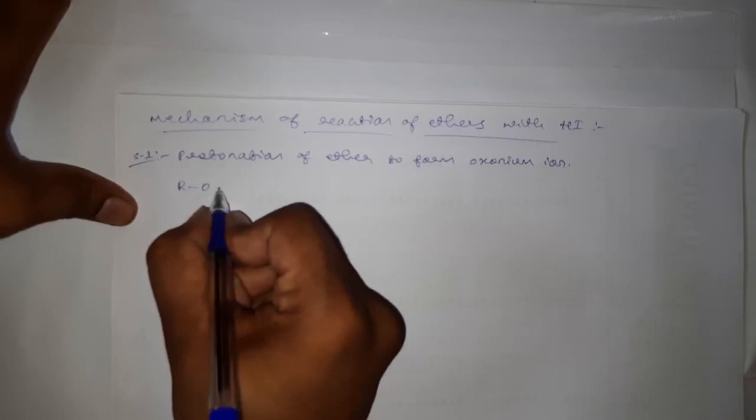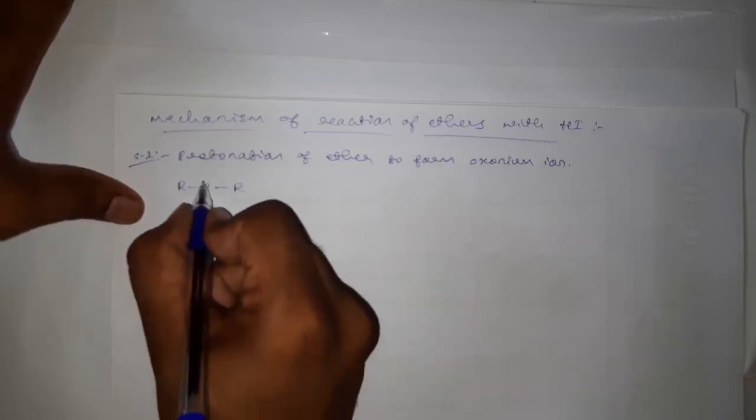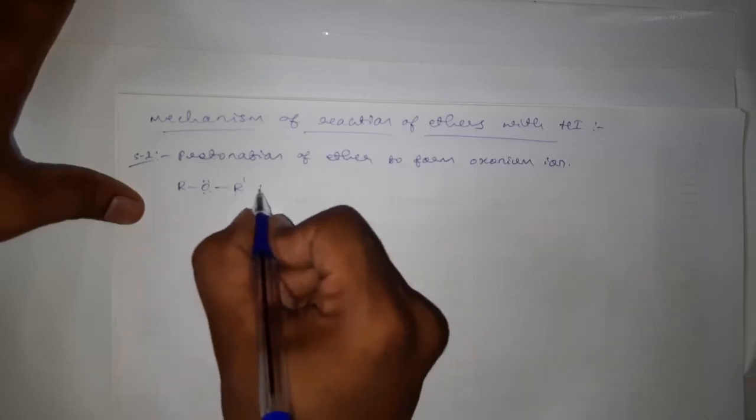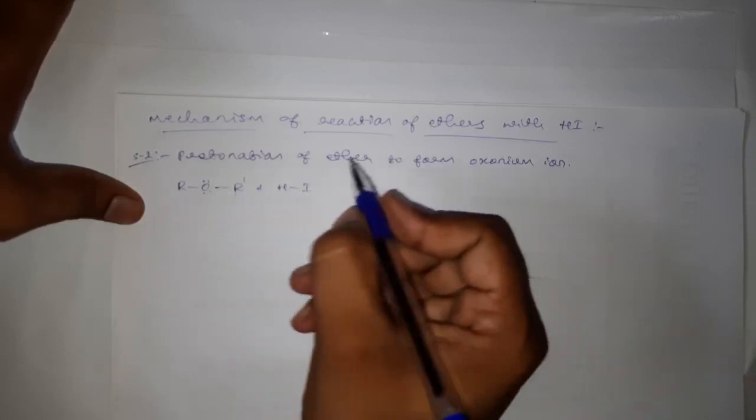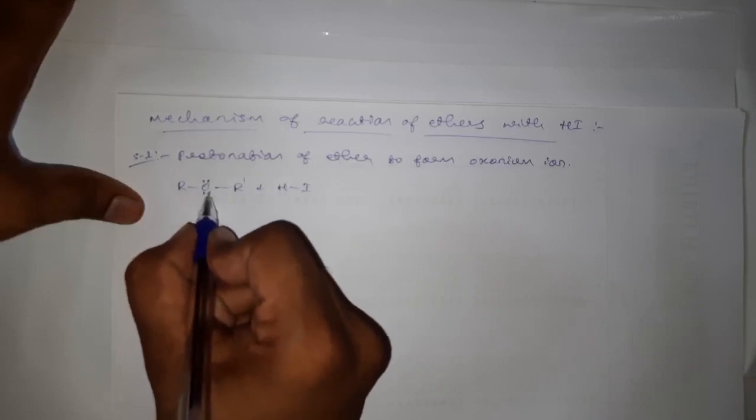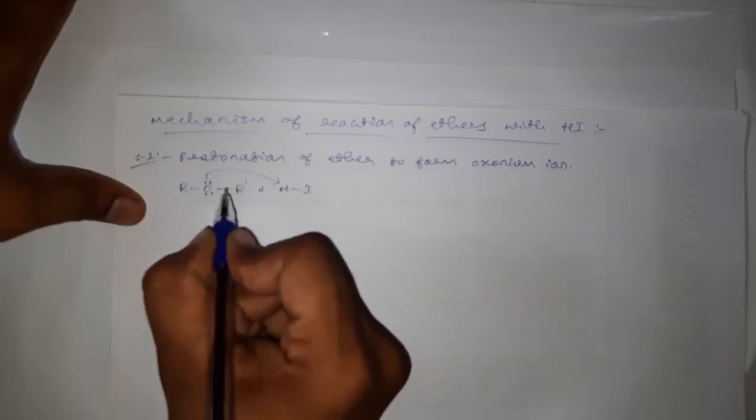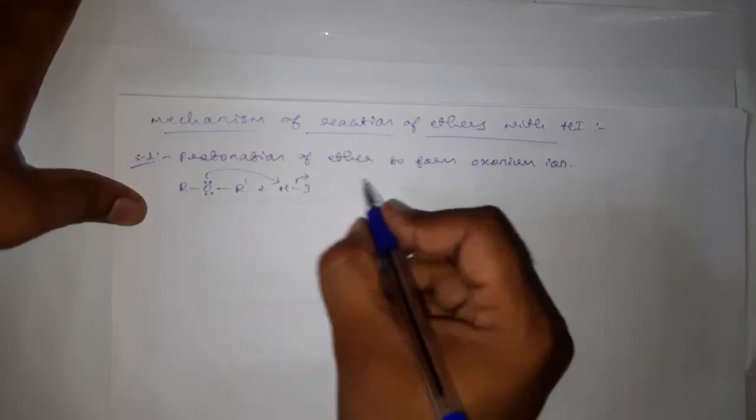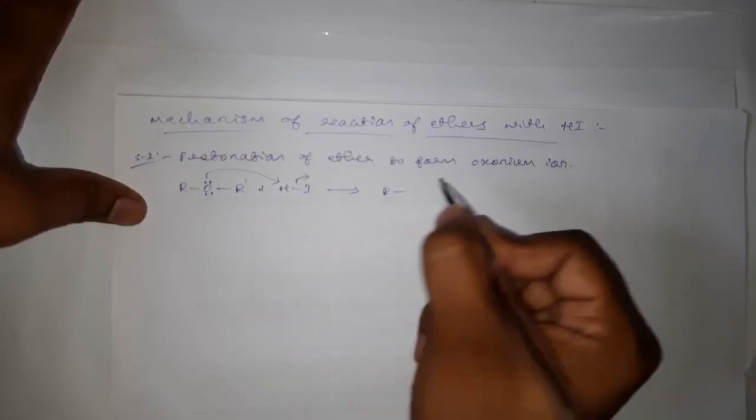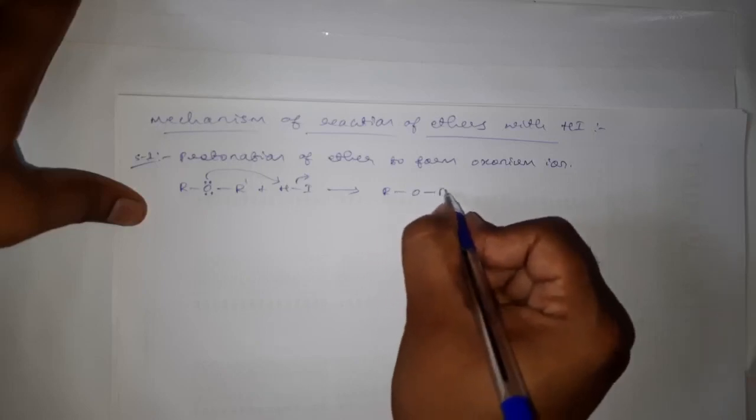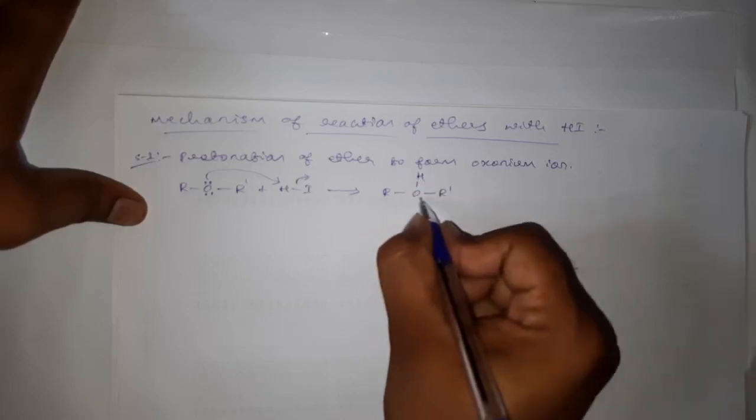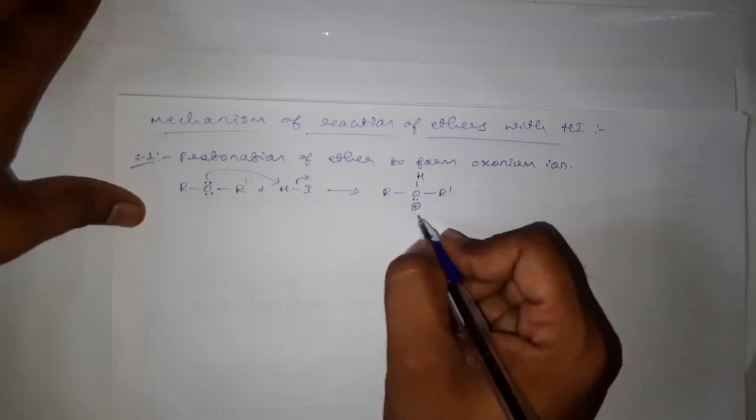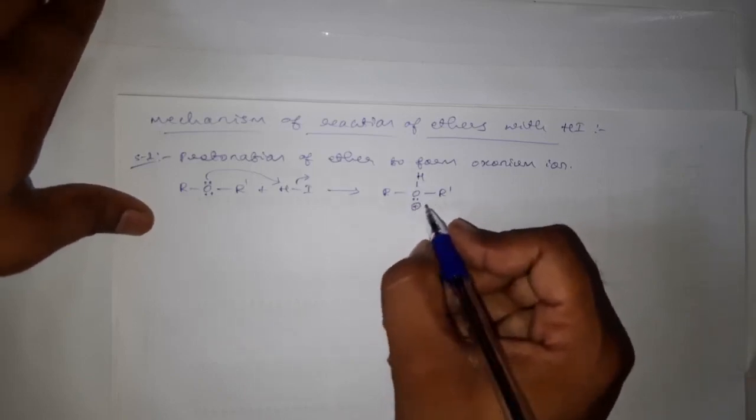See, I am explaining the mechanism by taking a general example. Here I am taking the ether R-O-R' with hydroiodic acid. This oxygen, which is having lone pairs of electrons, will drag this proton, and this iodine will go as iodide. Okay, and here we will get R-O-R' H with a single lone pair of electrons, and as this oxygen is getting 3 bonds, it becomes unstable and then gets a positive charge.